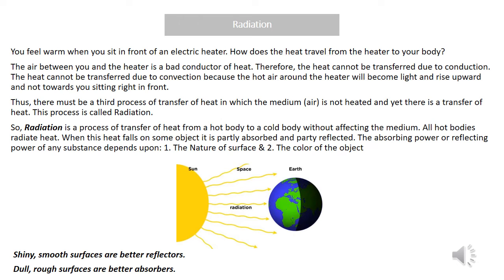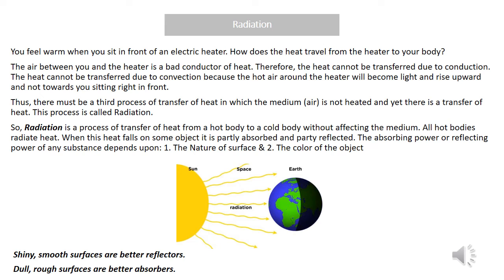What are these two things? First one is the nature of surface. Nature of surface means, children, if the surface is smooth, shiny, it will be a good reflector. When the heat falls on it, it will reflect most of the heat. Second, color. Dark color is always a good absorber. Light color is a better reflector.